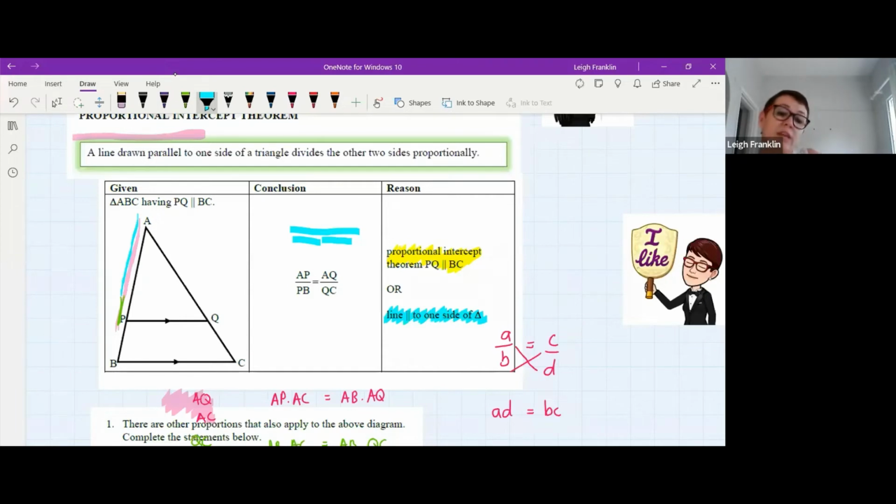So you can use either one of those reasons. At least with line parallel to one side of triangle, you don't have to remember the parallel lines. But for some reason at my school, we all just teach proportionality intercept theorem. I don't know why we do that, but that's just the way that it is.